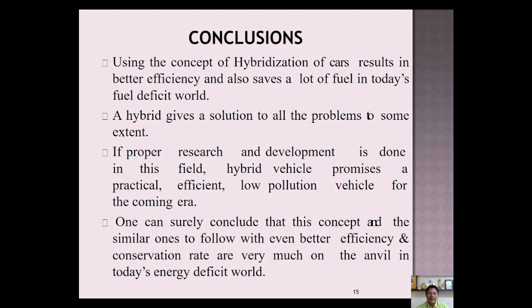So, the final conclusion, after looking at the hybrid electric vehicle architecture, its function and the modes of operation, is that the hybrid is preferred for better efficiency. It also saves fuel, and it supports the environment by minimizing carbon dioxide, so the tailpipe emission will be less and the pollution of the environment will be less. Recent development research says that the hybrid vehicle promises a practical, efficient, low pollution vehicle for the coming era.